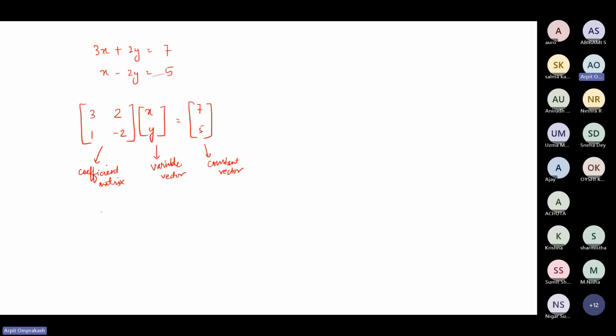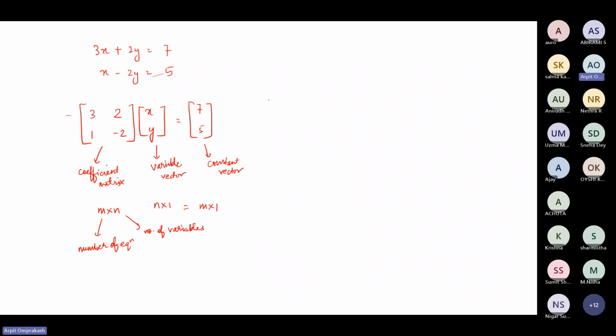In general, a coefficient matrix will have the dimensions m cross n. A variable vector will have dimensions n cross 1. And since we are multiplying them together, the constant vector should have dimensions m cross 1, where m is the number of equations and n is the number of variables. In this case, we have two equations and two variables. If we had three equations and two variables, we'd have three rows and two columns, so it will be 3 × 2.